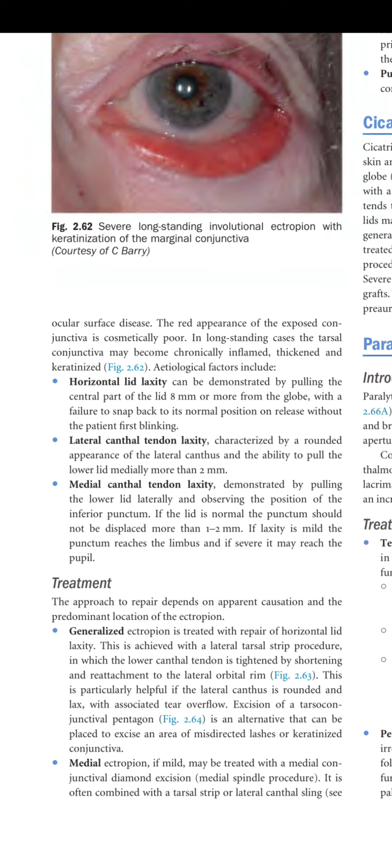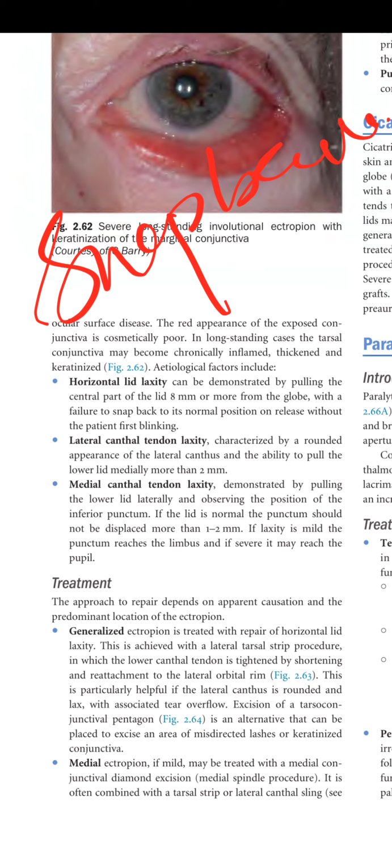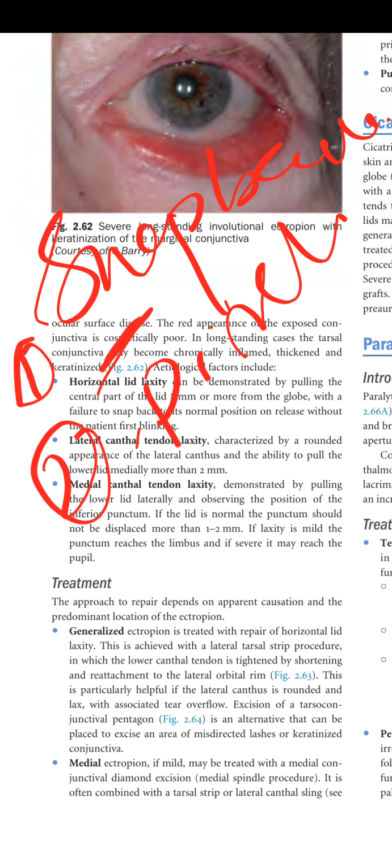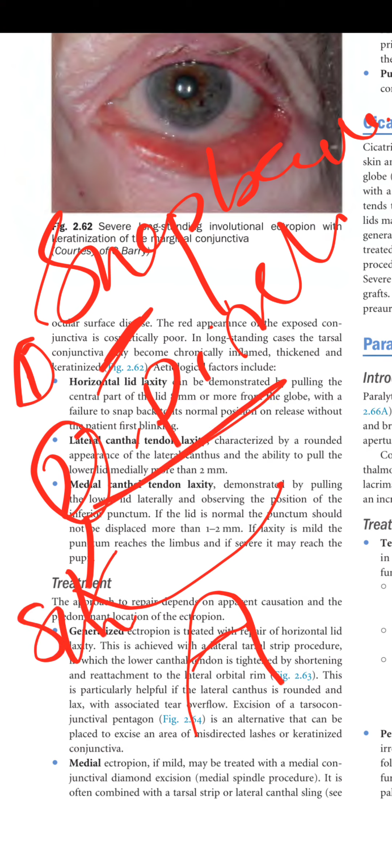Horizontal lid laxity can be demonstrated by pulling the central part of the lid 8 mm or more from the globe, with failure to snap back to its normal position on release without the patient first blinking. So there are test procedures known as the snap back test and the pinch test that are done to evaluate horizontal lid laxity. What you do is place the finger on the lower eyelid and pull the lid almost 8 mm from the eyeball. When you release the finger, if it does not go back to the eyeball, it means the horizontal lid is lax.